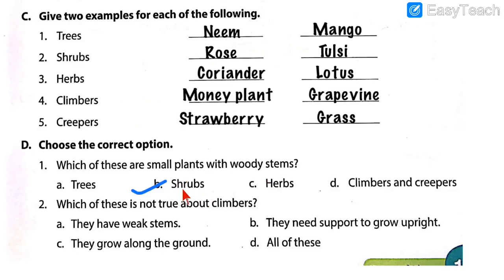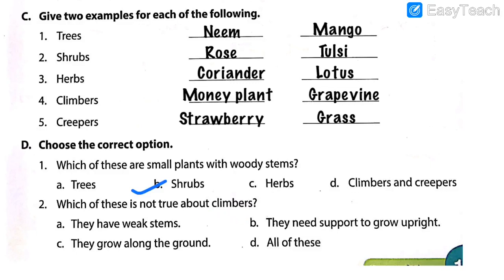They are called shrubs, as we have seen in the definition, and we have seen the examples like rose and tulsi. They are small plants and their stems are woody. Herbs are also small but their stems are not woody, their stems are soft. Next, which of these is not true about climbers? I repeat, which of these is not true about climbers?